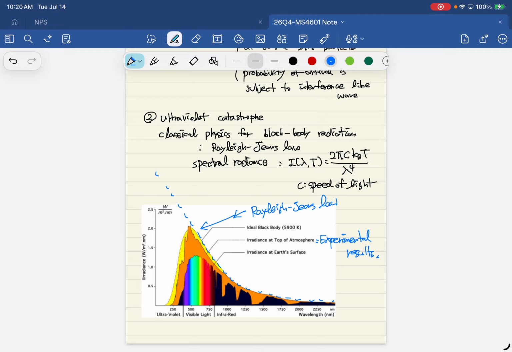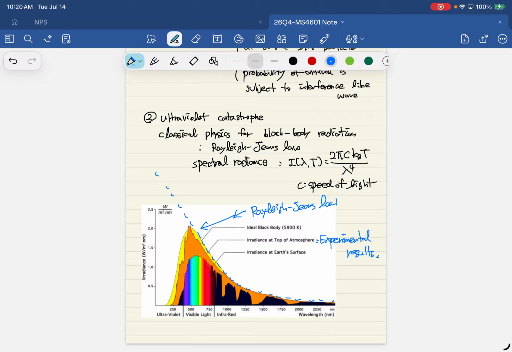Okay, so this one describes well for higher wavelengths, but below certain wavelengths, right? In this case, particularly 500. This is actually given the temperature. So below certain wavelengths, there was a big discrepancy between the experimental result and the theory.